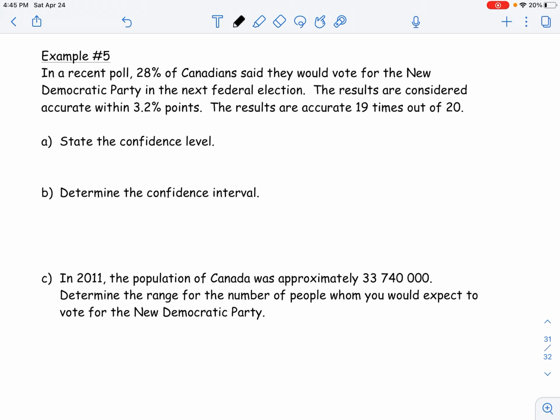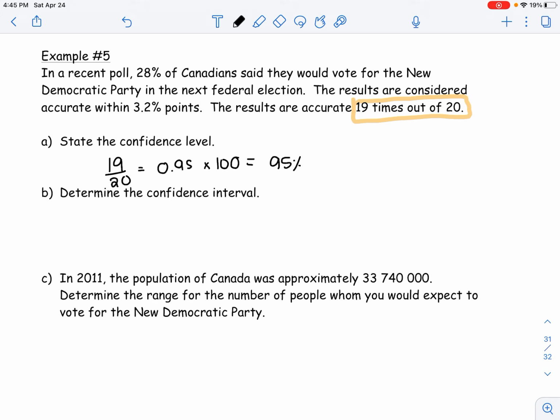And our last example is they want that confidence level. So they're telling us that 19 times out of 20, this will happen. So that's our confidence. If you divide them, you get 0.95. Always make sure you multiply by 100 to change it to a percent. So confidence level should be a percentage.